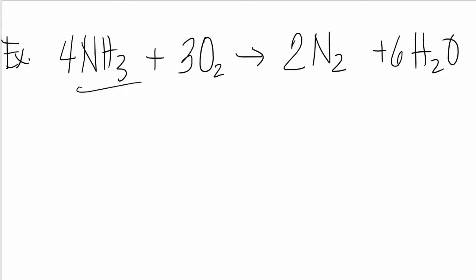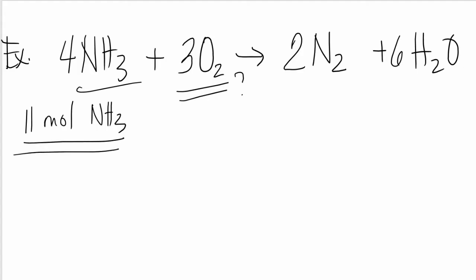So the question is, what if 11 moles of NH3 is used? How many moles of oxygen will be used in the reaction? So ang known natin ay 11 moles of NH3, and we have to find a mole ratio that will give us the answer to our question. So again, look at the mole ratio of ammonia and water and oxygen. So ang desired natin ay number of moles of oxygen.